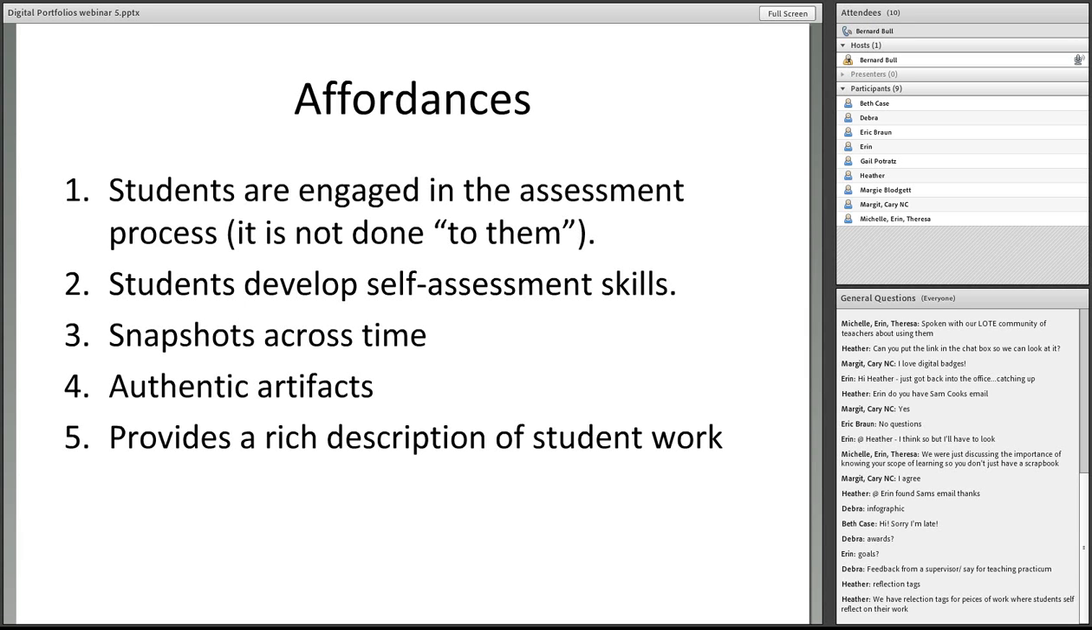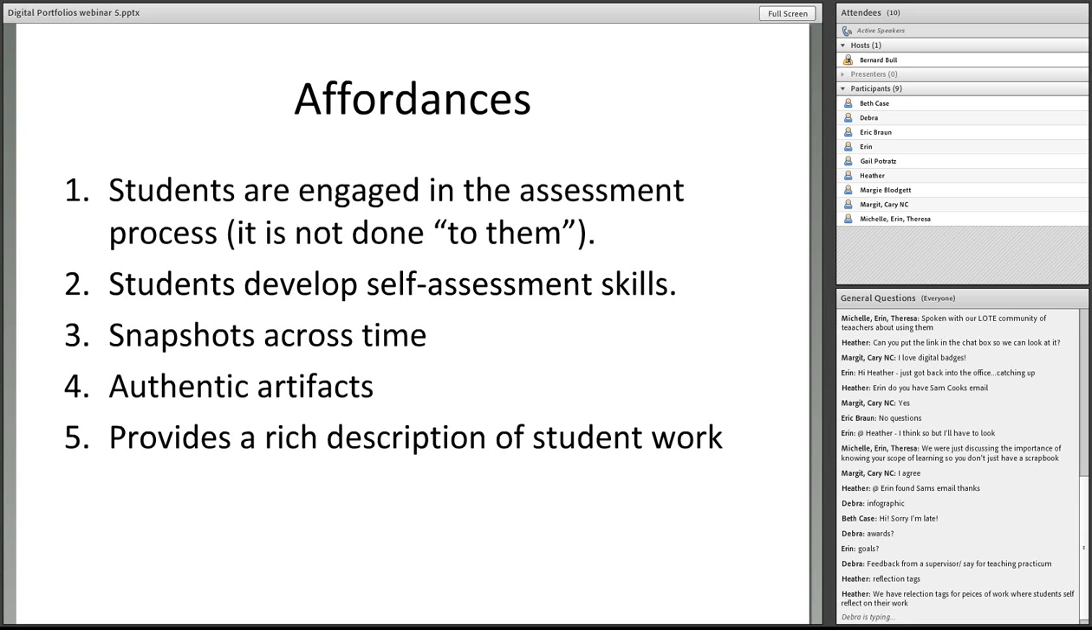Let me just stop and see if you have any questions about the affordances, or maybe you have other benefits or affordances that you want to share that you've seen with portfolios. I see Deborah's typing, so I'll wait just a moment.